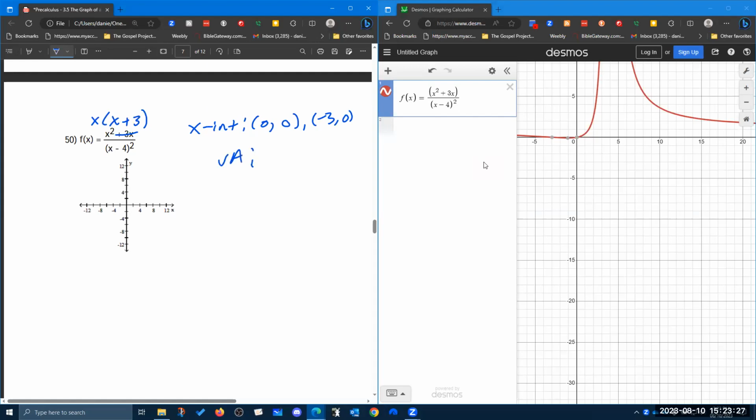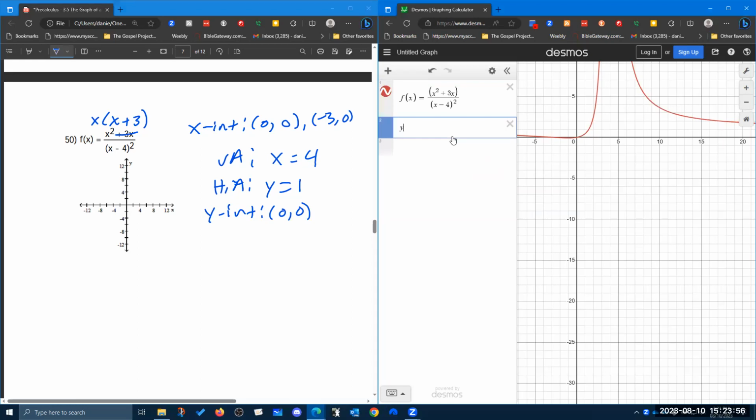Got a vertical asymptote at x equals 4. Degree of the top and degree of the bottom are the same. The leading coefficients are 1 and 1. So I've got a horizontal asymptote at y equals 1. Got a y-intercept at 0, 0. And let's look at the graph that's been provided for some additional information here. So let's stick y equals 1 on here as my asymptote. See how it's going to cross. I'm going to find that algebraically here.